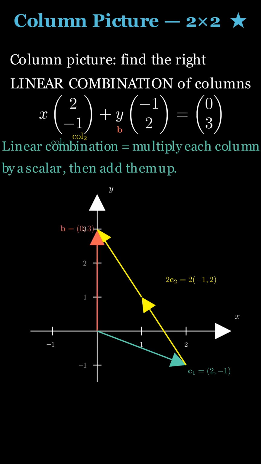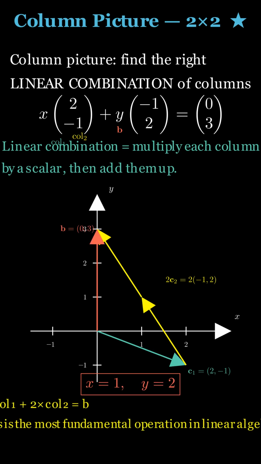The equation x times column 1 plus y times column 2 equals b asks, what linear combination of the two columns gives b? Column 1 is the vector (2, negative 1). Column 2 is the vector (negative 1, 2). We already know the answer. x equals 1 and y equals 2.